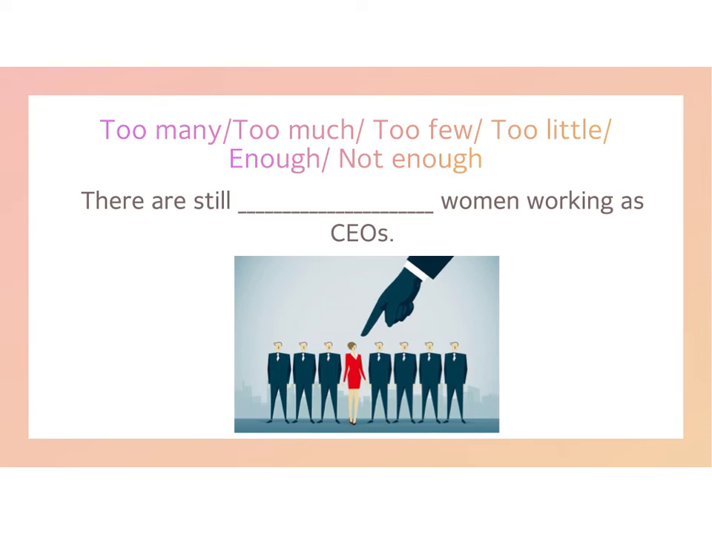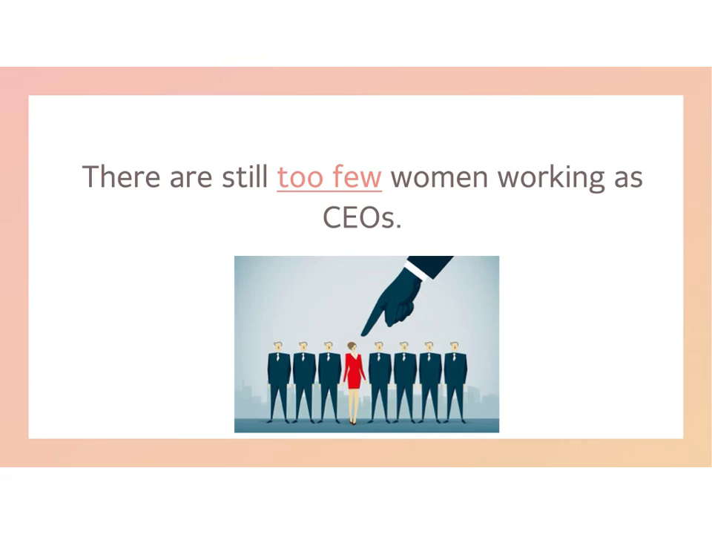Another question. There are still women working as CEOs. From the picture you can see there are altogether 8 people, while there is only one woman, one lady working as CEO. So which one is the best answer? The answer will be too few. The word women is a countable noun, so we will use too few instead of too little.